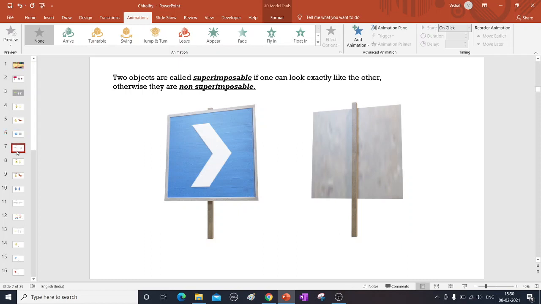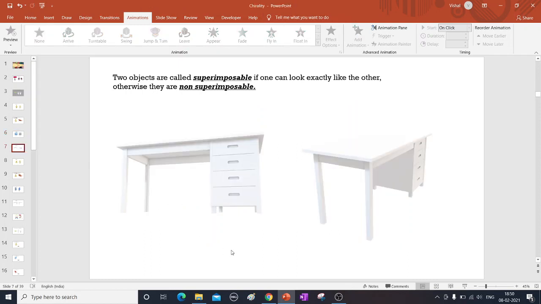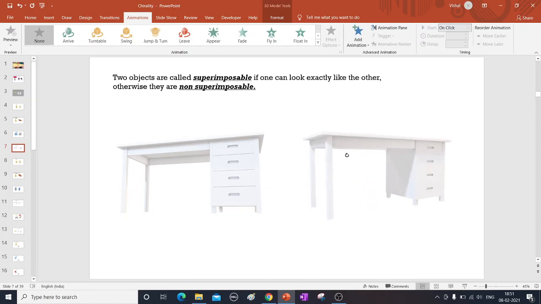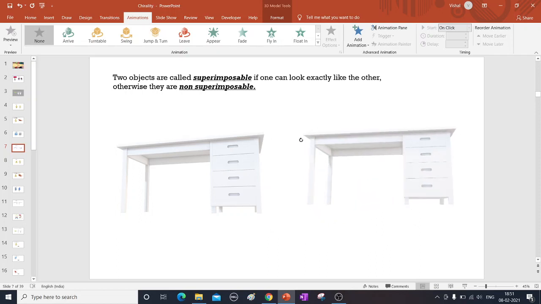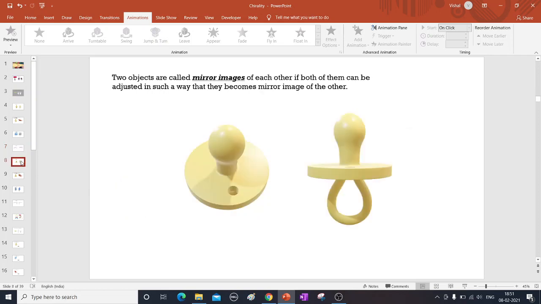Let's take another example. How about these two tables? So let's try and adjust them. Yes, they are superimposable. Okay, now let's see what I mean by mirror images. Two objects are called mirror images if they can be adjusted in such a way that one can look like the mirror image of the other.